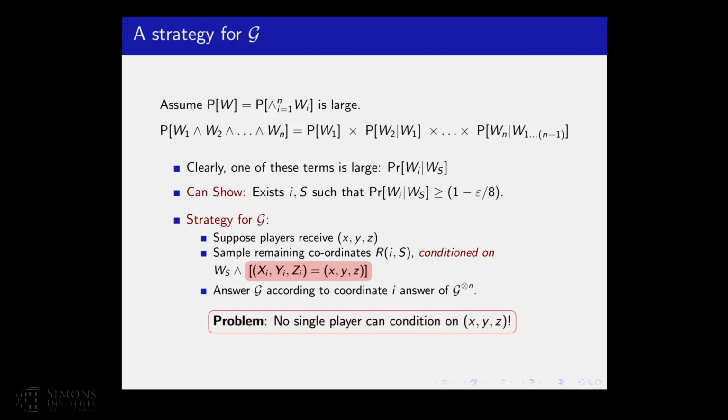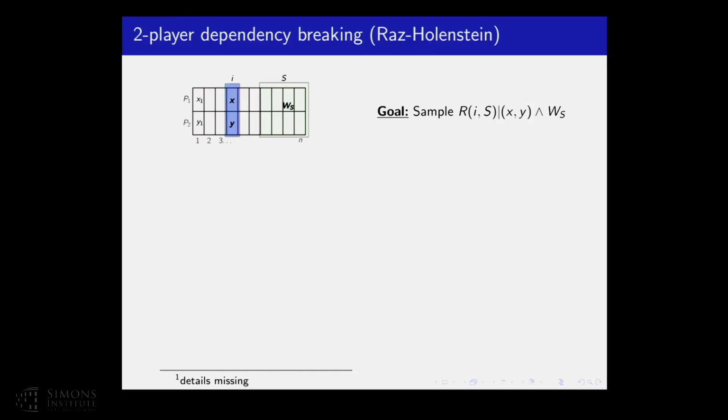But of course, there's a problem in this. The problem is that no single player knows all parts of this conditioning event. So for instance, player 1 does not know y and z. So he won't be able to condition on this event and draw this random variable. And this is the problem that one has to bypass. What happens in the two-player case? In the two-player case, again, the goal is to embed the game in this I, given that you win in W_S, and you want to sample the remaining coordinates conditioned on the fact that you have x, y, and W_S.